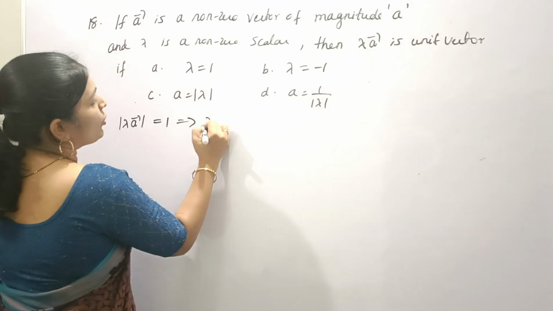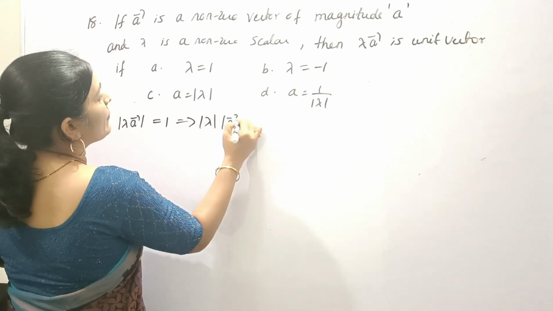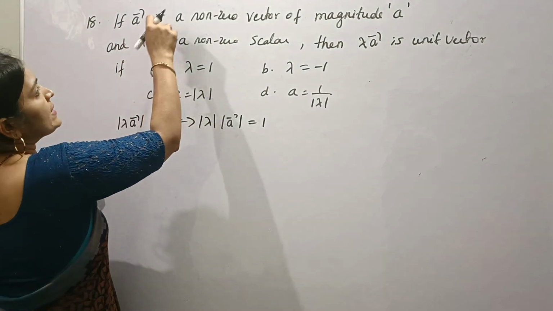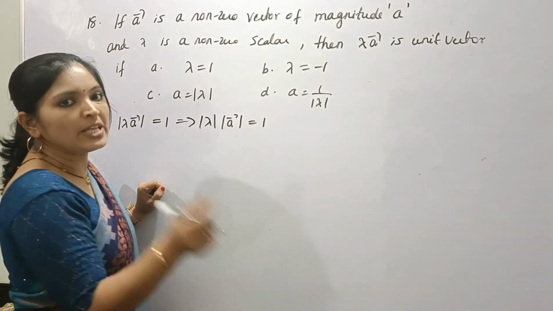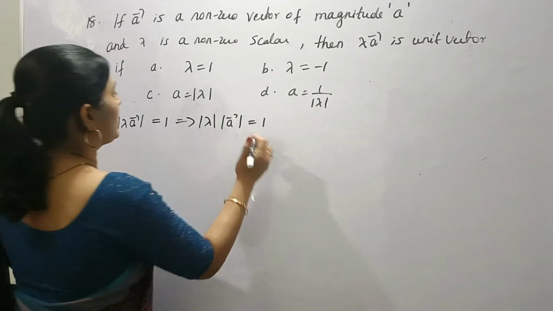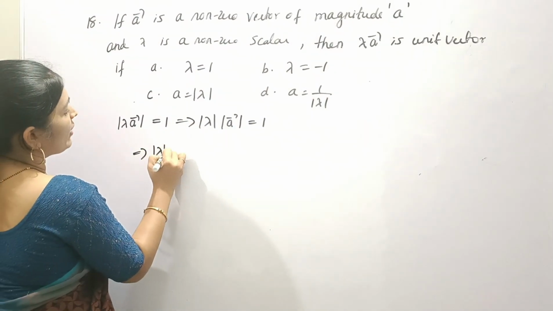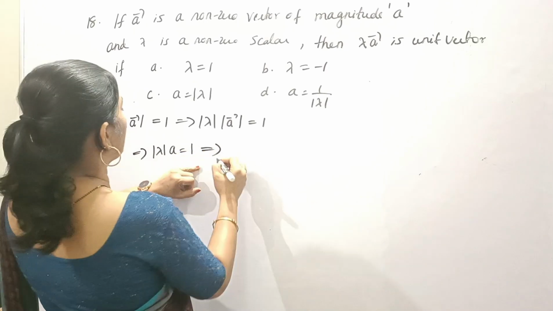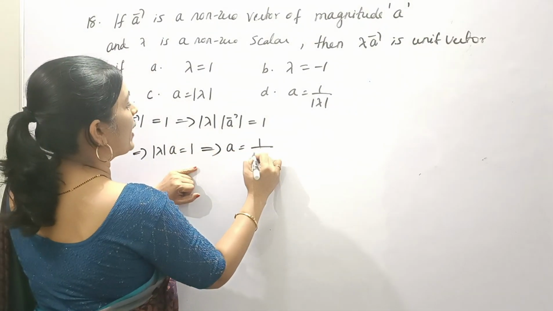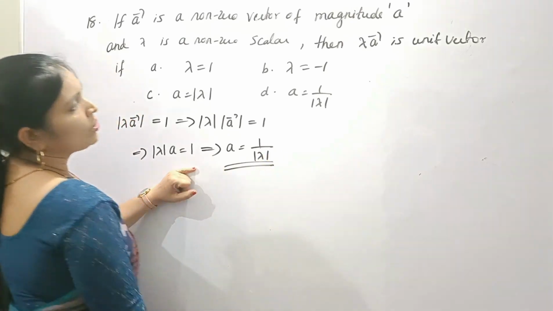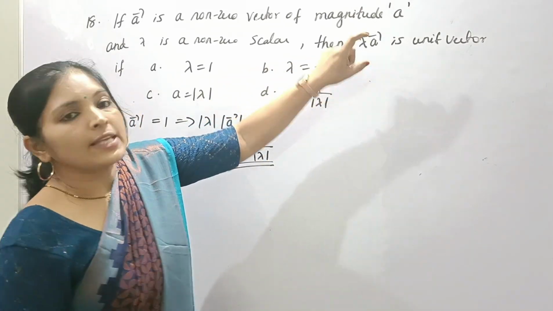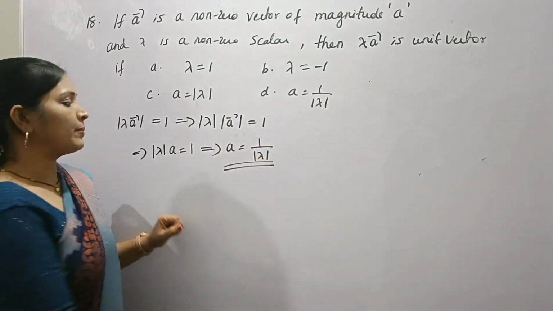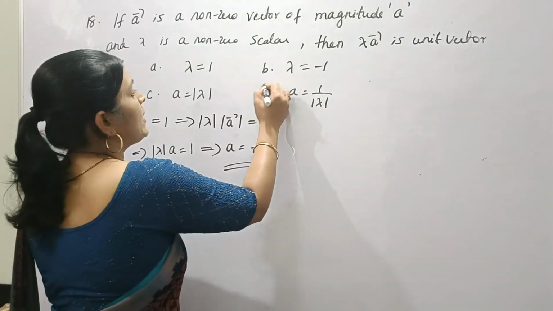That implies modulus lambda into modulus vector A is equal to 1. What is modulus of vector A? It is given that vector A is a non-zero vector of magnitude A, so modulus of vector A is equal to A. That implies modulus of lambda into A is equal to 1, so A is equal to 1 by modulus of lambda. So lambda into vector A is a unit vector if A is equal to 1 by modulus of lambda. So D is the correct answer.